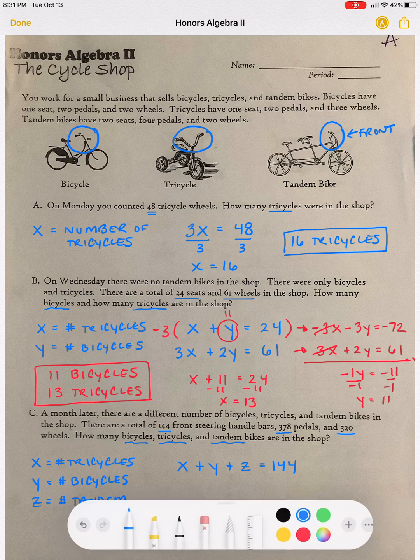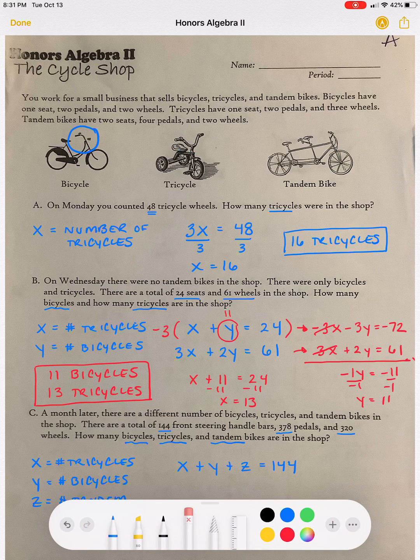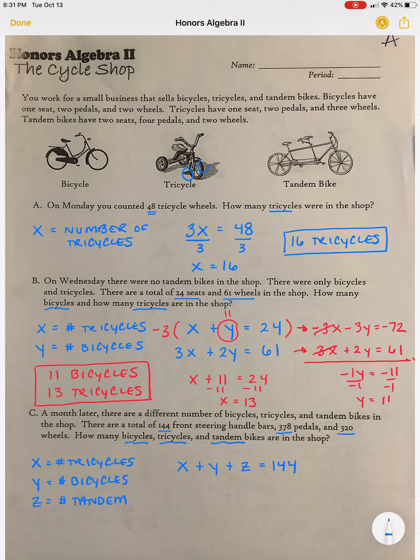How many pedals does each type of bike have? Okay, well, a tricycle has 2 pedals. A bicycle is going to have 2 pedals. A tandem bike, though, is going to have 2 pedals for the first rider and 2 pedals for the second rider, so a total of 4 pedals. So let's make this equation: 2 pedals per tricycle, 2 pedals per bicycle, and 4 pedals per tandem bike. And that's going to equal 378.